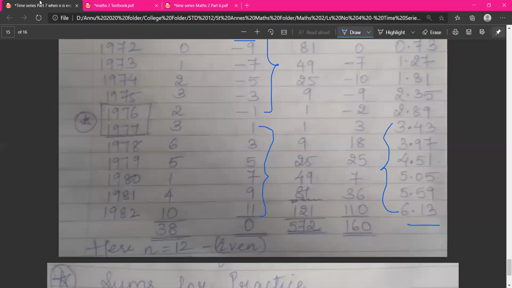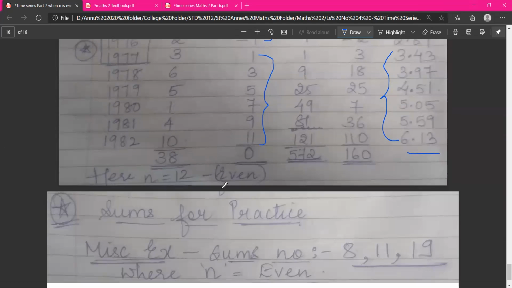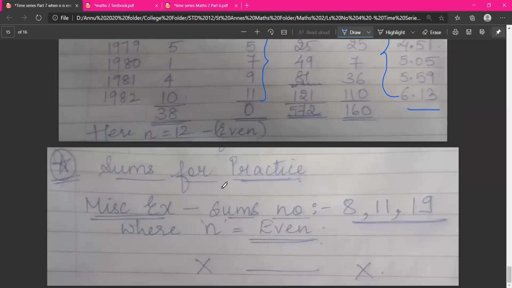All right. So I hope you must have followed. अभी even numbers का कैसे करना है. Only the formula of u changes. Rest entire sum remains the same. So I want you all to practice sums for assignment and see for yourselves whether you have understood or not. So I want you all to solve miscellaneous exercise sum number 8, 11 and 19 for practice.